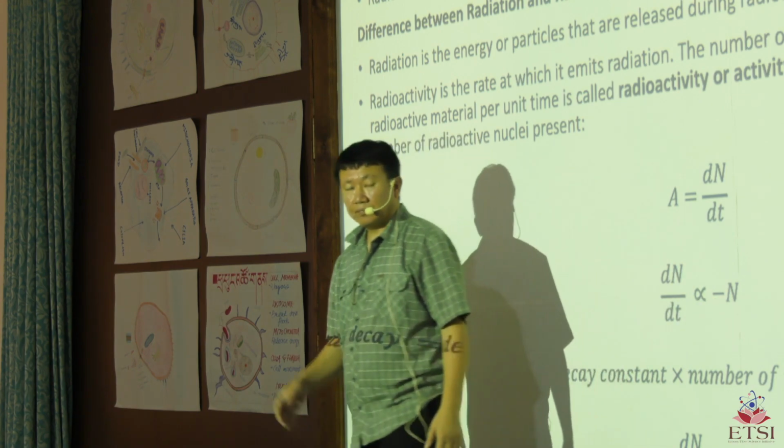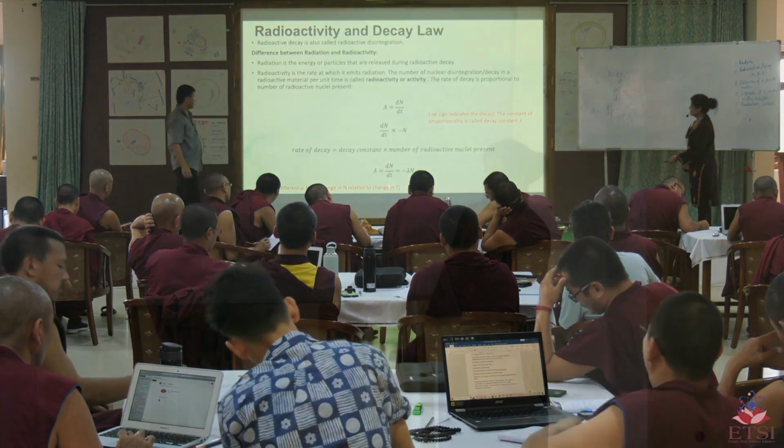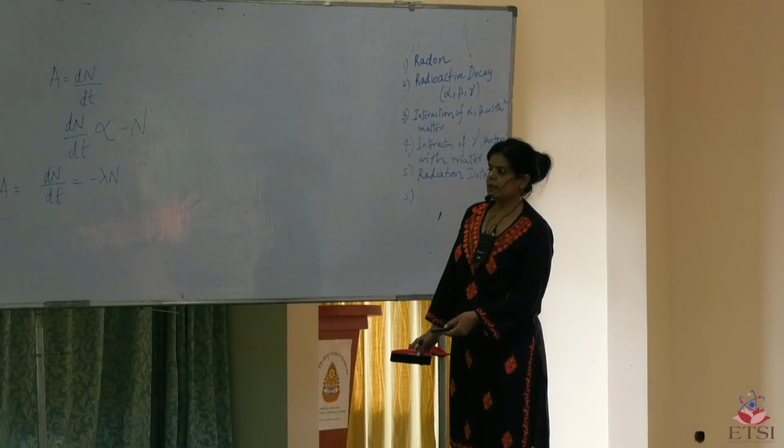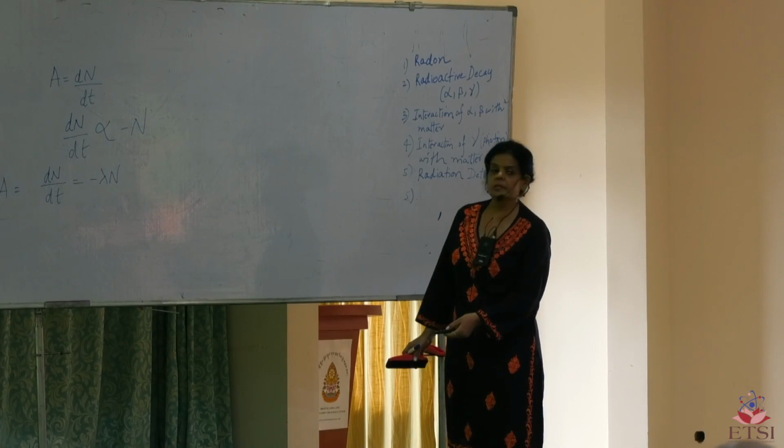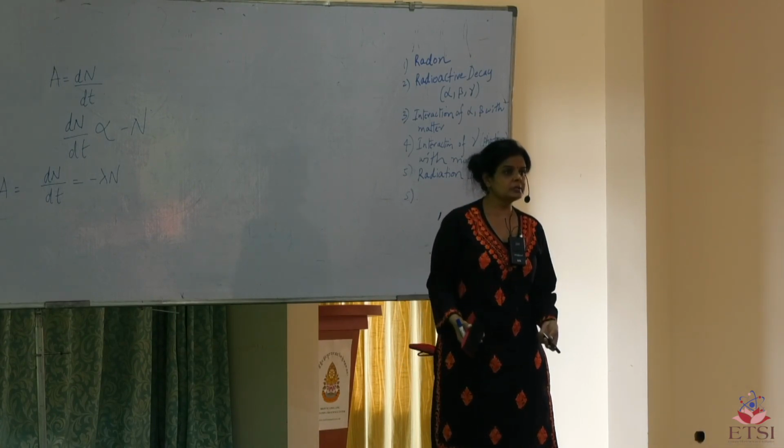So this is activity equals to dN over dt, which is minus lambda n. Lambda n is the decay constant, and every radioactive isotope has its own decay constant, like half-life.